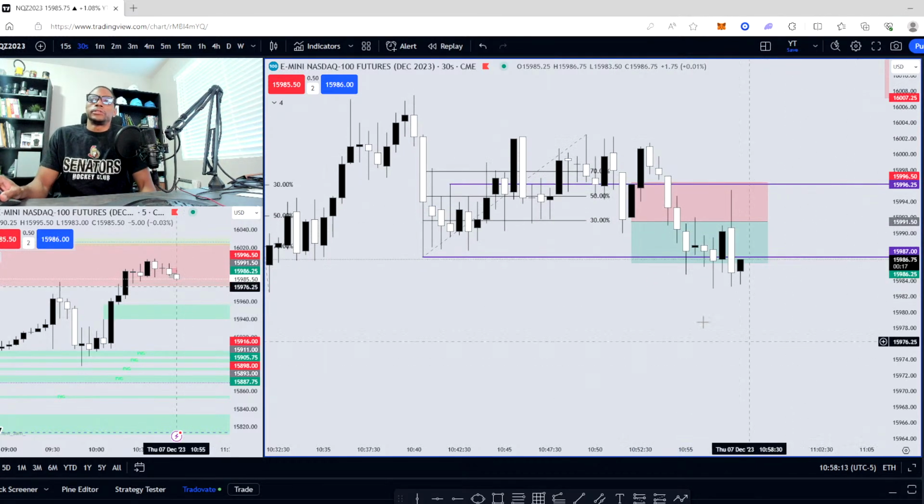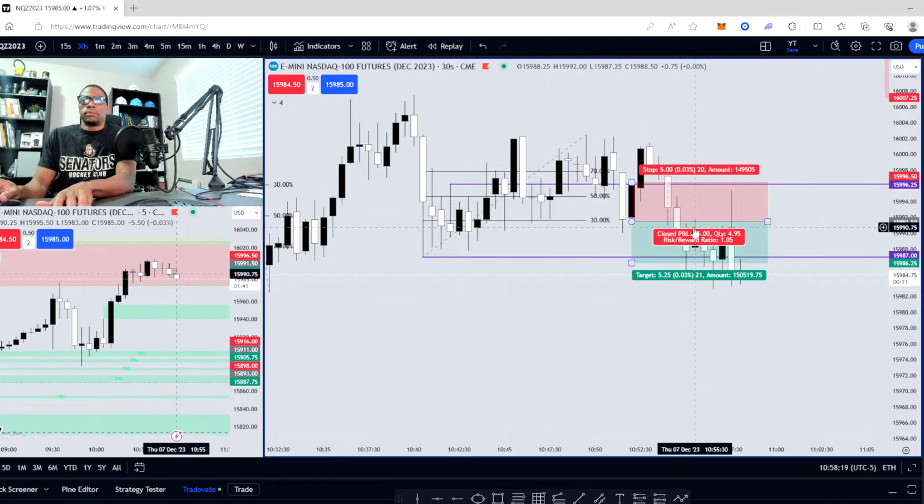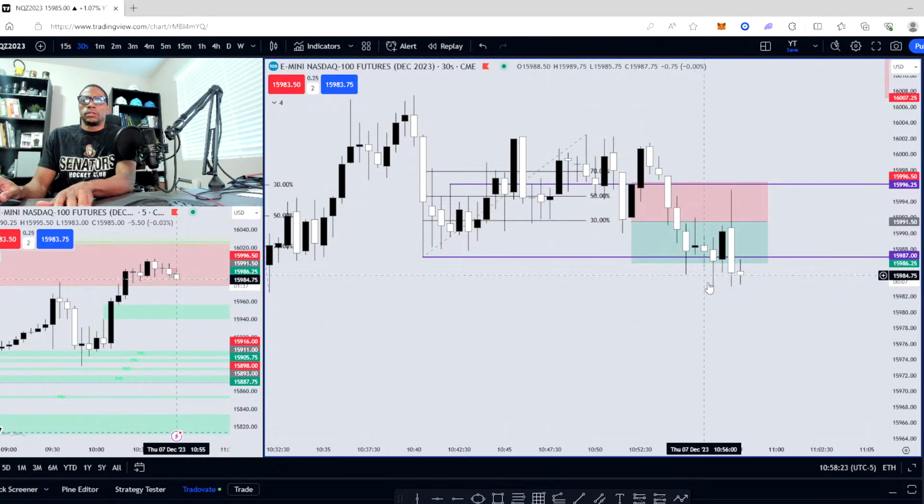Okay, so there we have it. We had a low made on this candle. The very next candle traded back, traded up, tapped into the 30% zone. And then a candle immediately following delivered the 5-point take profit.